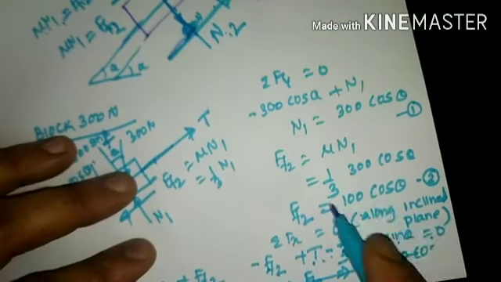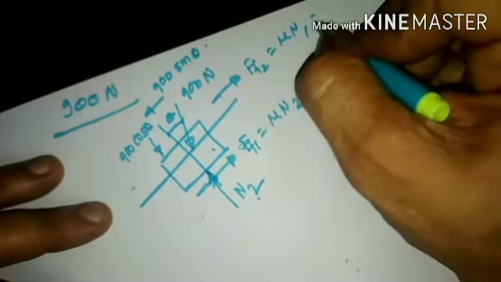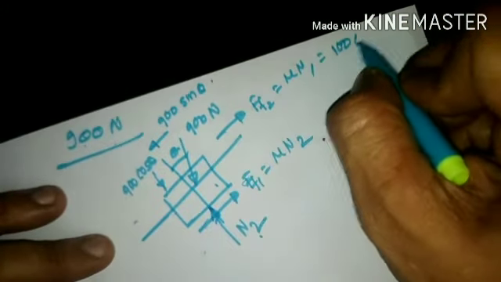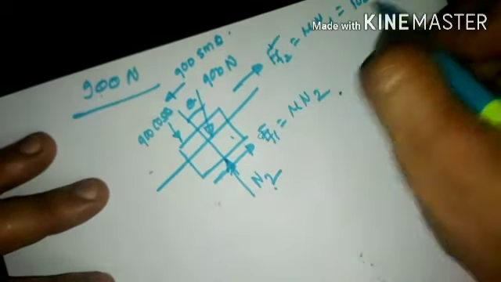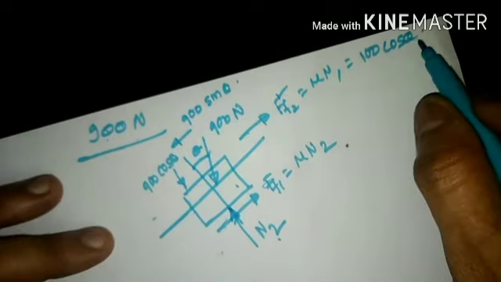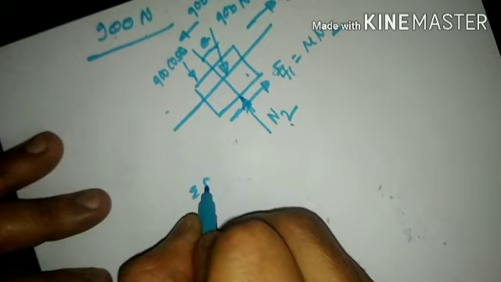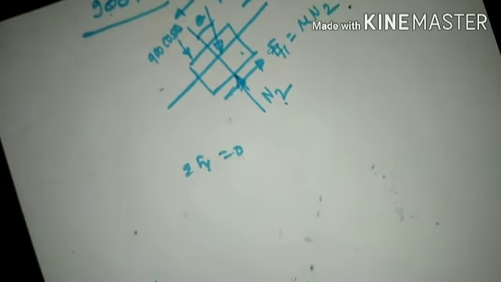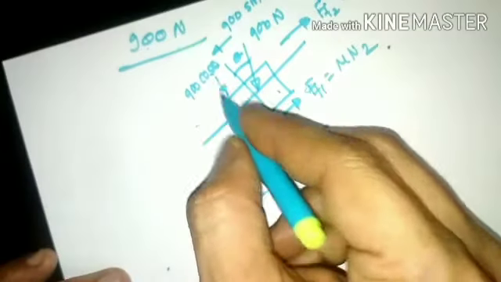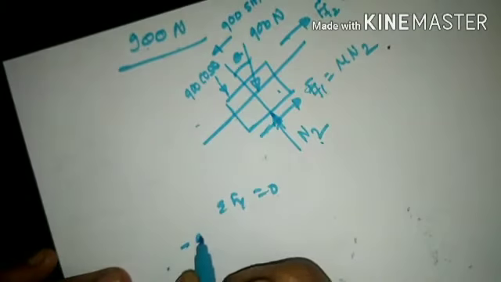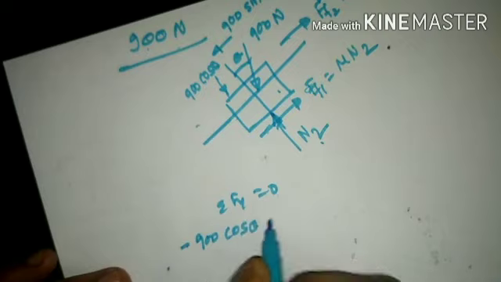Now this F of F2 is already been calculated. F of F2 is 100 cos of theta. So I can substitute here F of F2 is 100 cos of theta, which is already been calculated. Now we need to find out the angle theta now. So apply summation Fy is equal to 0. If we apply summation Fy is equal to 0, this will be 900 cos theta is downward, so minus 900 cos of theta downward.